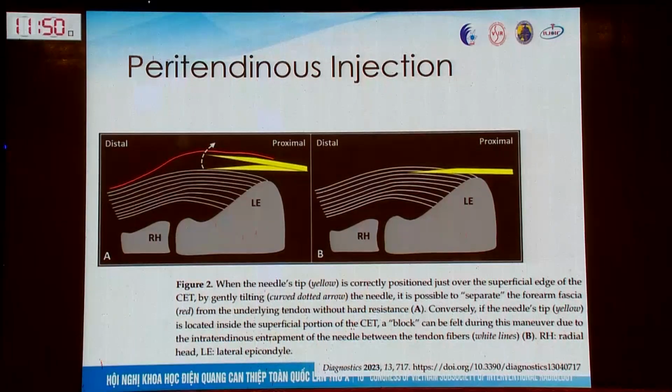We have to locate our needle between the superficial fascia and the tendons. If you want to make sure that you are in the correct position, you can just tilt your needle. If you feel no resistance, you can be sure that you are in the right position. But if you feel some resistance or a block when you tilt your needle, it means that you are now inside of the tendon. So it is not the correct position for the peritendinous injection.